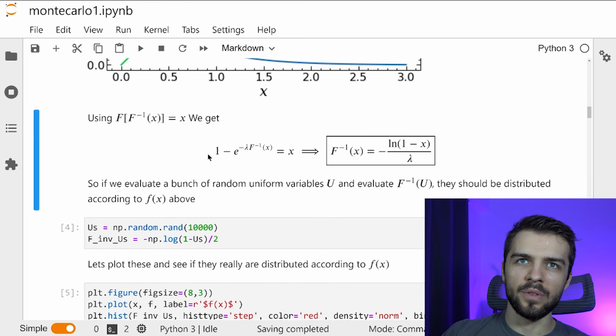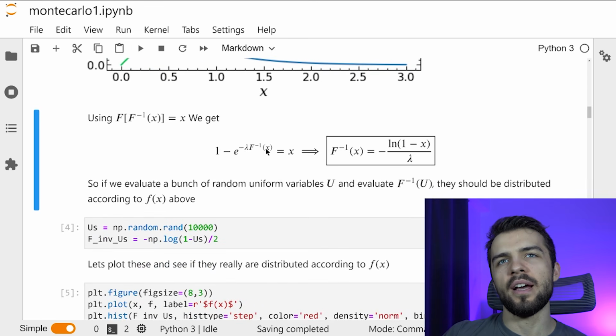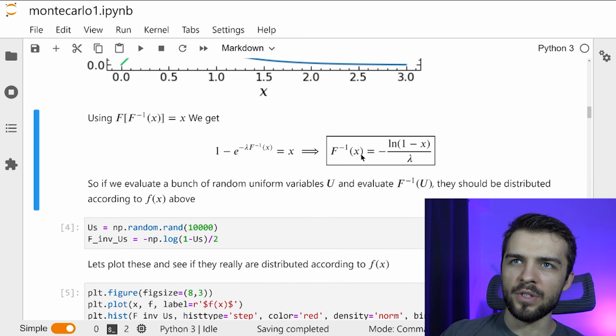So this is useful for that. And then I solve for capital F inverse of x, and I get this formula. F inverse of x equals minus ln(1 minus x) over lambda. So this is what the inverse function looks like.